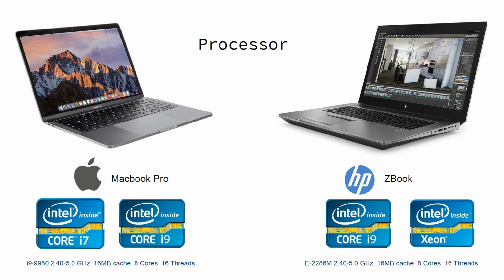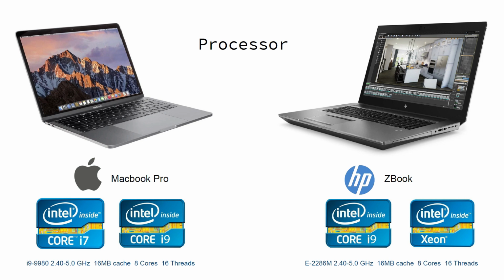In terms of processor, MacBook Pro comes with a 9th generation i7 and an i9 processor. And the HP Zbook comes with an i9 and a Xeon processor. Imagine a Xeon processor in a laptop, how incredible it is, how much power it will contain. Another thing, if you look at the technical specification, the CPU speed is 2.40 to 5 gigahertz with turbo boost, and you will get the same with i9 or Xeon.